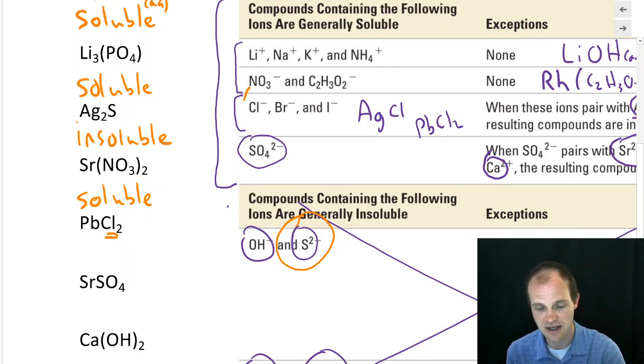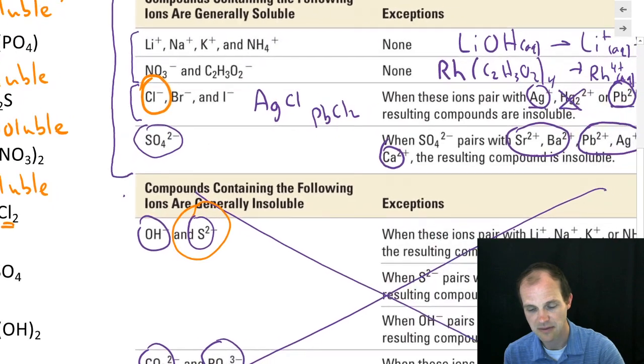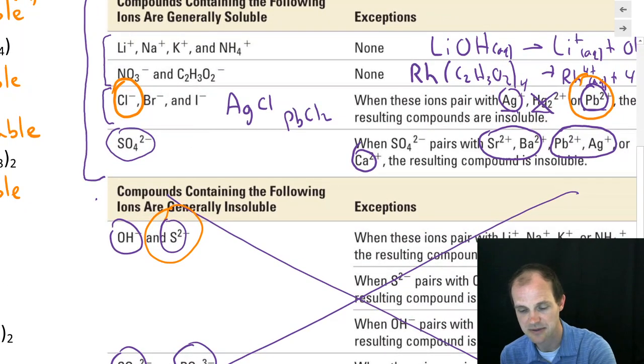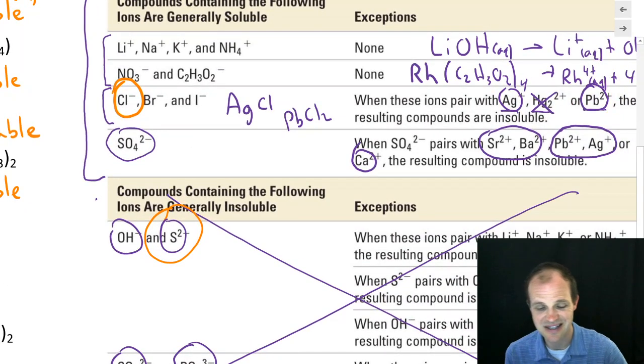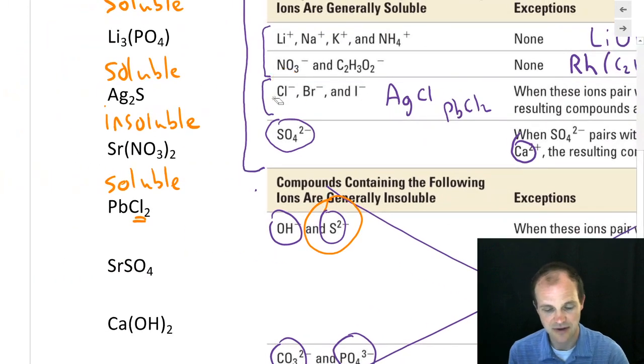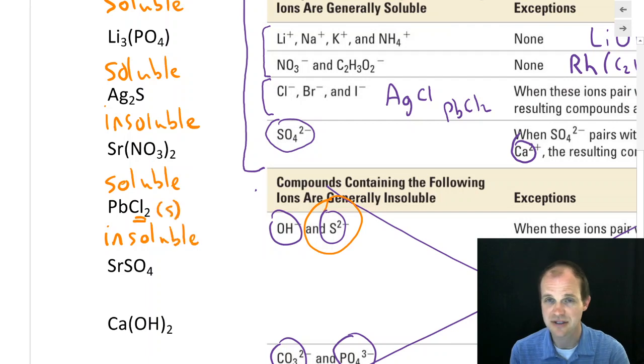Okay. Lead 2 chloride. Chloride's generally soluble right there, but if you remember, lead is one of those exceptions. So the exception means it's not soluble, and so we find that lead 2 chloride is insoluble, which means if we put it into water, it's just going to stay as a solid. It's not going to dissolve. It's just going to sink to the bottom. Strontium sulfate, here it's kind of trickier.